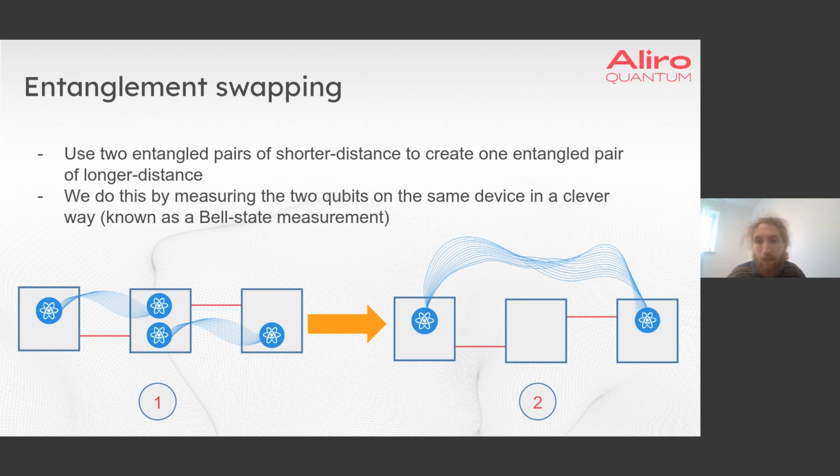This process is actually quite similar to the meet-in-the-middle entanglement generation scheme that we just discussed. Using EEG and then swapping will allow us to distribute entanglement across far distances.